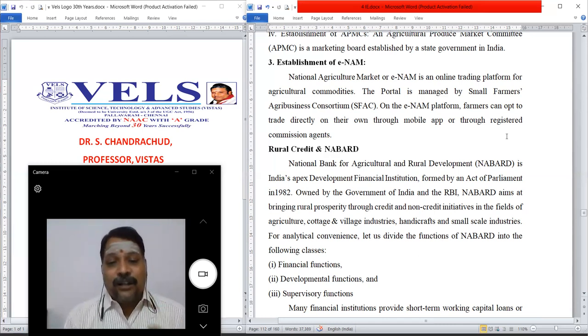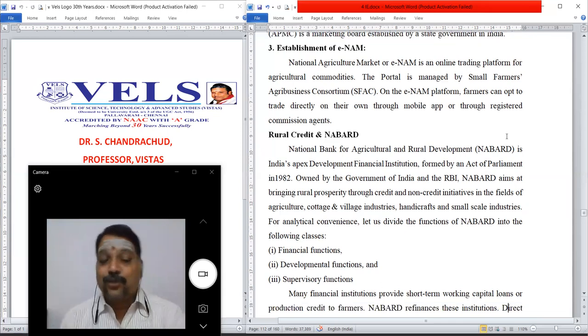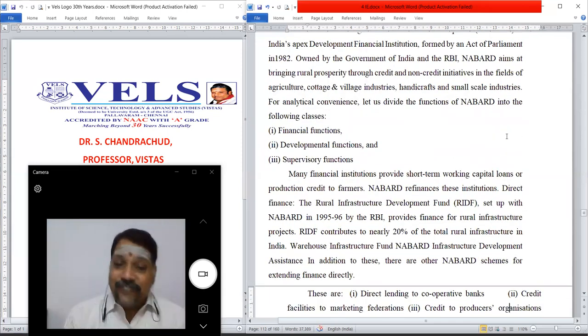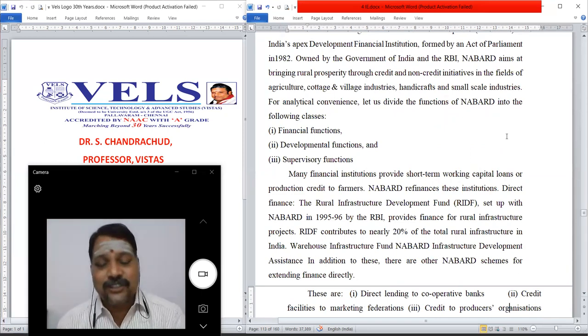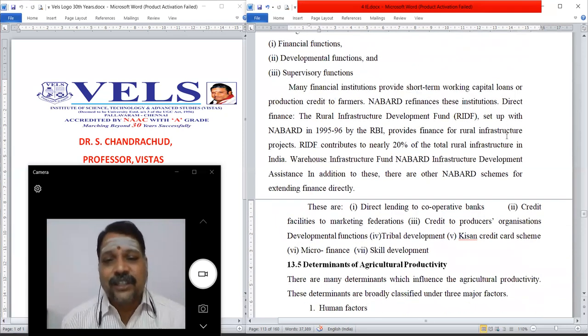NABARD is working in three different areas: one is financial assistance, the second is development function, and the third is supervisory function. Many financial institutions provide short-term working capital loans or production credit to farmers. NABARD refinances these institutions. It's called direct finance to that particular banking or financial institution. The Rural Infrastructure Development Fund (RIDF) was set up through NABARD in 1995-96 by the RBI, providing finance for rural infrastructure projects. The RIDF contributes nearly 20% of the total rural infrastructure in India.